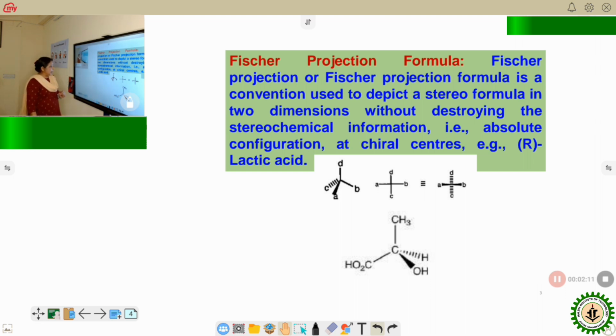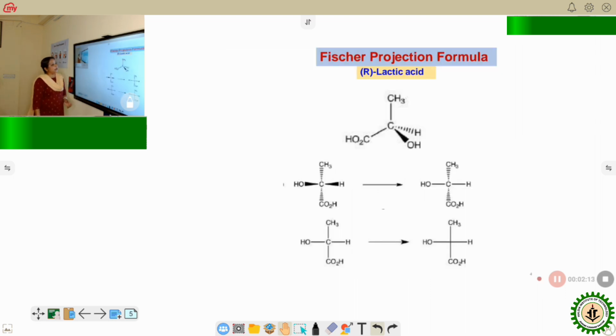How can we write this one? I will take the compound R-lactic acid in its 3D structure, and express it in the Fisher projection formula like this. Here are the different groups: one is hydrogen, another is OH, another CH3, and here it is COOH. Here it is below, and this is up, and they are in the plane.